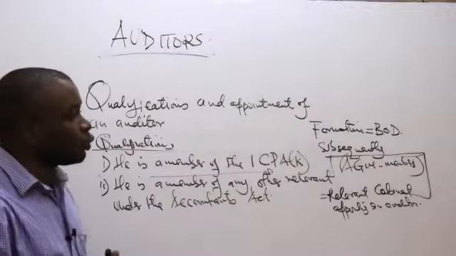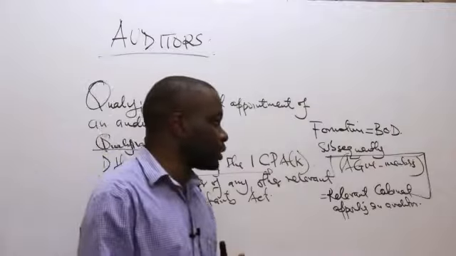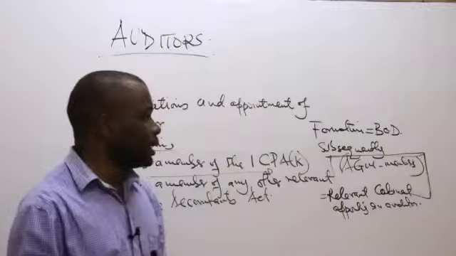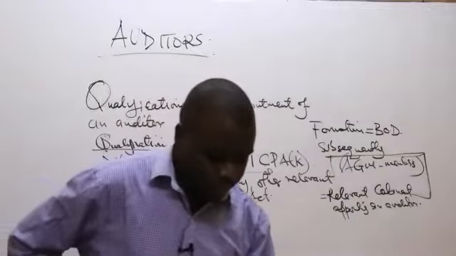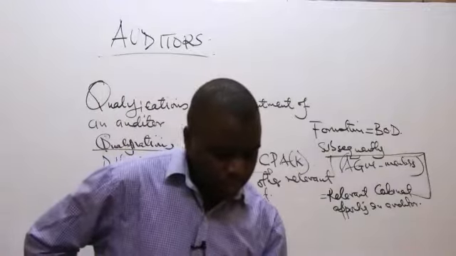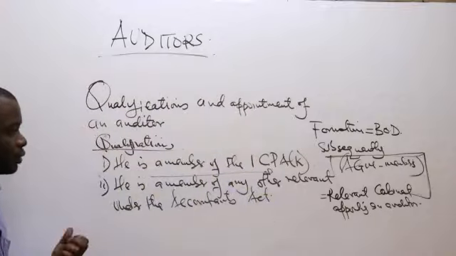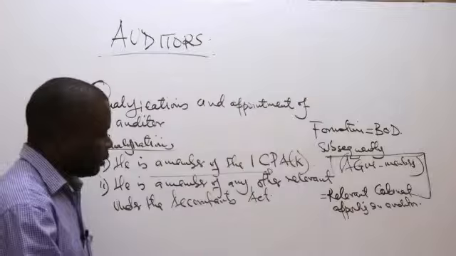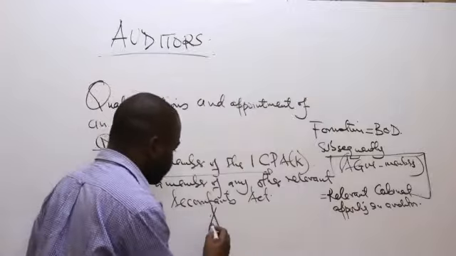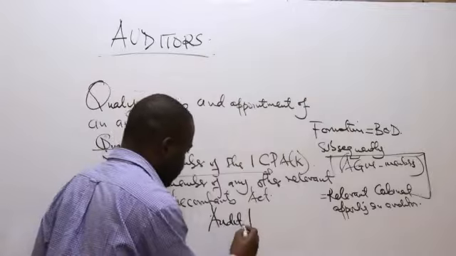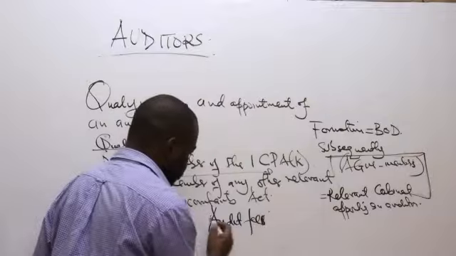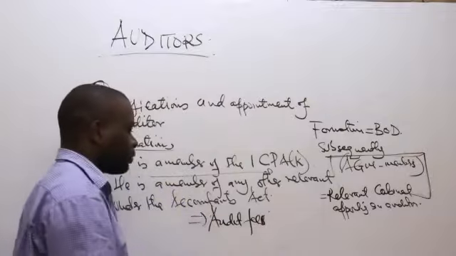So this remuneration could come in different forms. They could decide to pay him like a salary, or they could decide to pay him a certain amount. The remuneration of this auditor will come in different ways. For example, they could pay what is known as audit fees. So it could come in terms of the audit fees.